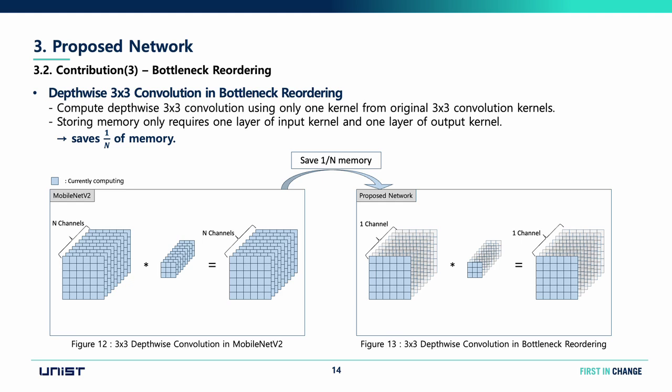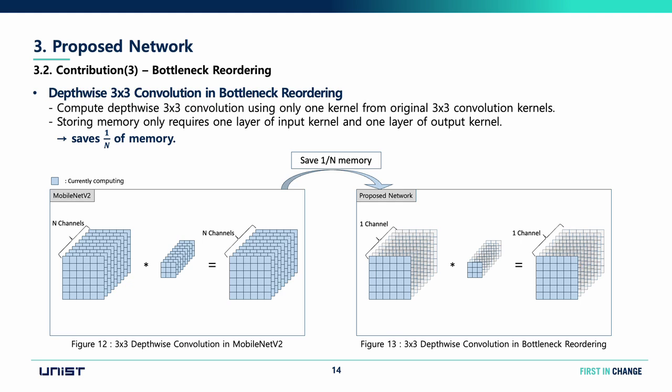Now the depthwise 3x3 convolution. In MobileNet's bottleneck depthwise convolution, all input channels are computed with the whole kernel, which results in n channels. But in our reordering method, depthwise 3x3 works differently. We compute just a single channel from the output of the previous 1x1 convolution with only a single kernel from the 3x3 kernels, which results in a single channel output.